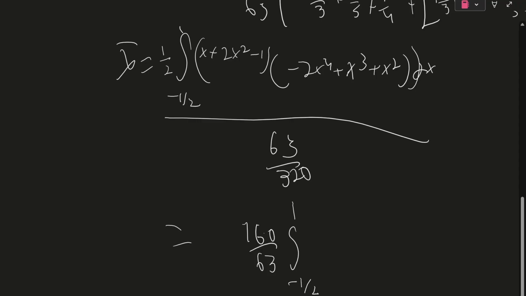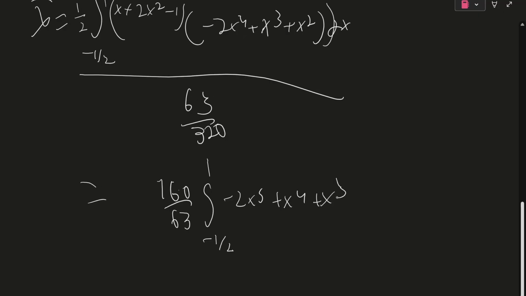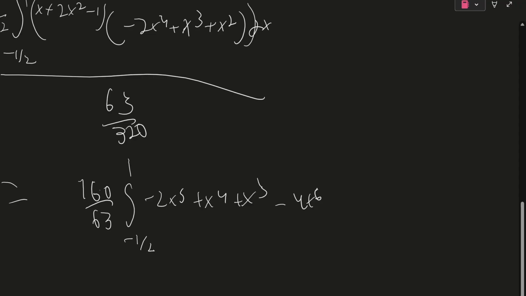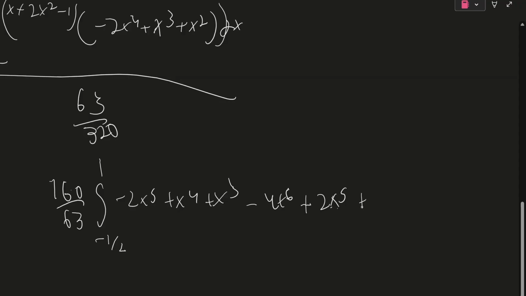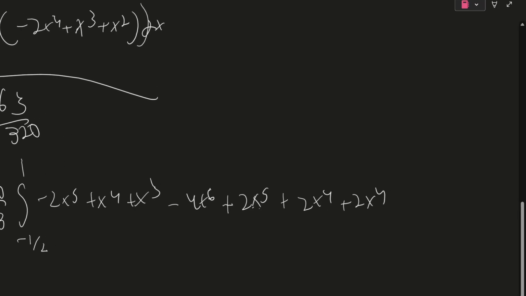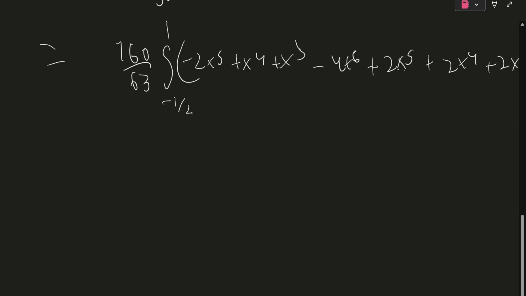And then now all we have to do is factor out our two expressions, and we can go ahead and do that. So we have negative 2x to the 5th plus x to the 4th plus x cubed minus 4x to the 6th plus 2x to the 5th plus 2x to the 4th plus 2x to the 4th minus x cubed minus x squared. This is all dx.